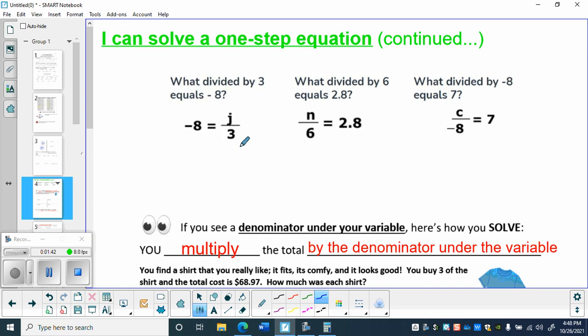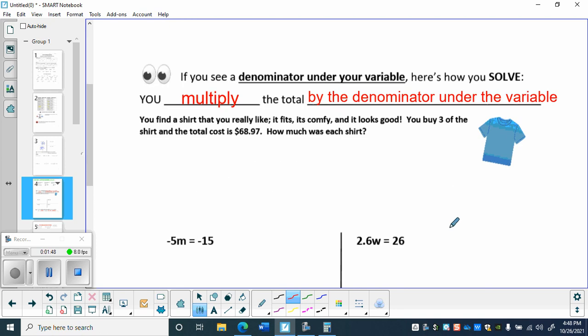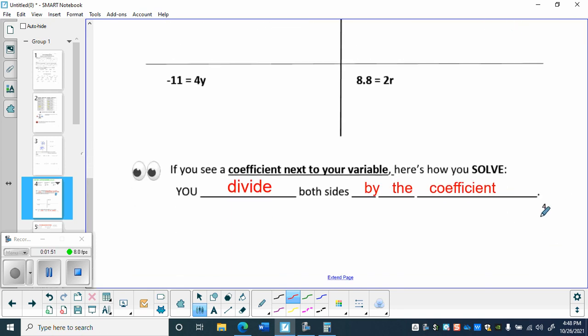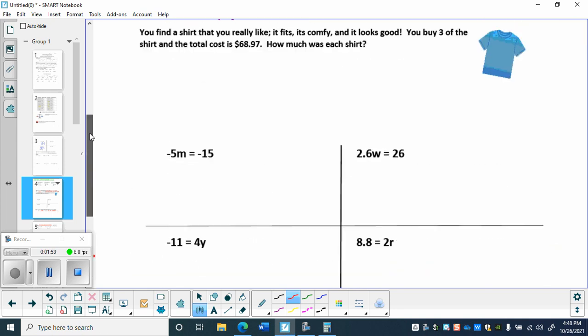All right, now what we're doing in this video is what happens if we see denominators. And then again, on the next page, we'll talk about what to do if we see fractions involved. So let's just make sure everybody's on the right page. I'm going to scroll down so you can see we're on page 4. Okay, so we're on page 4 for this video.